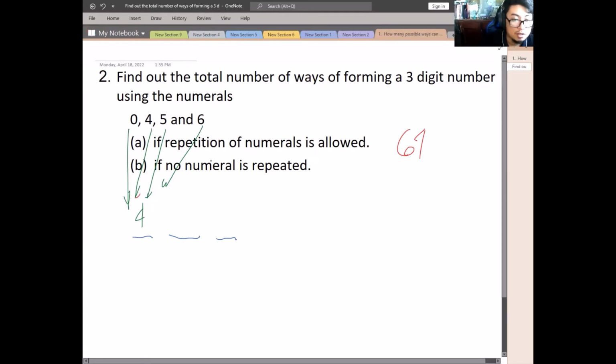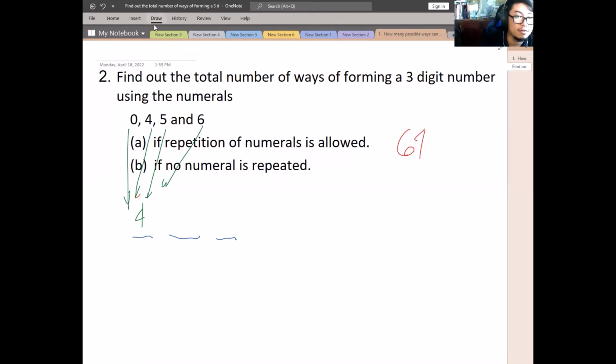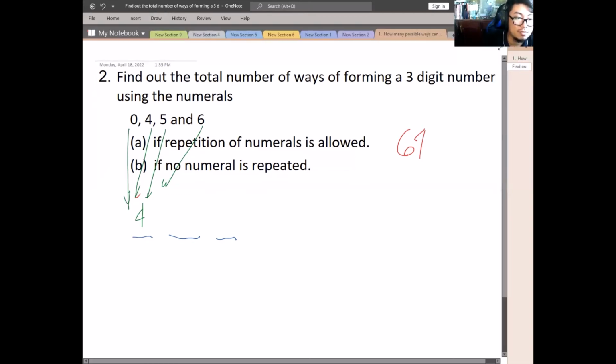But in the second digit, since repetition is not allowed, for example, we already chose number 5 for our first digit. We cannot use number 5. Just an example, class: we chose 5 for our first digit, so our options for the second digit are only 0, 4, and 6. We can choose 0, 4, or 6. So that is 3 options for the second digit.